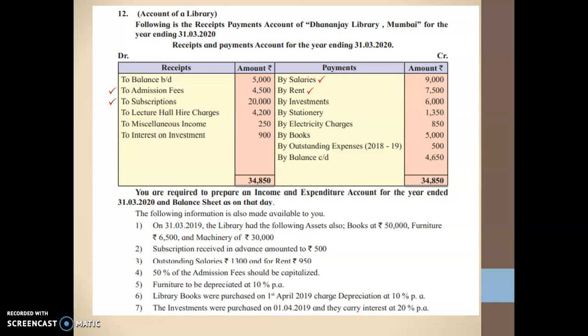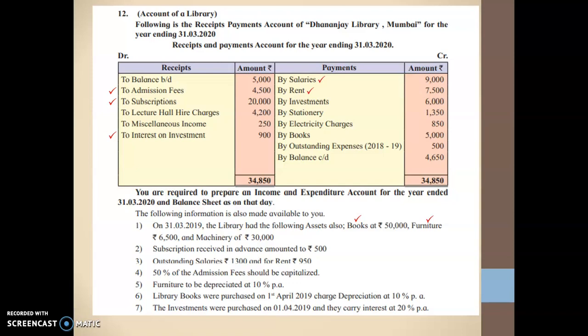Furniture and books to be depreciated. So when we write the opening balances of furniture and books, we need to leave a line below that. Interest on investment. So put a tick on interest on investment. Now let's see the postings.